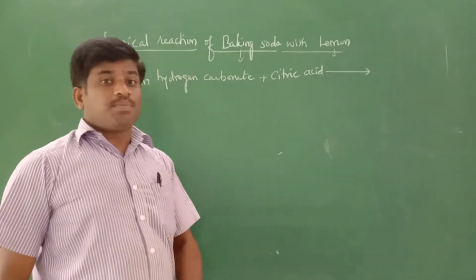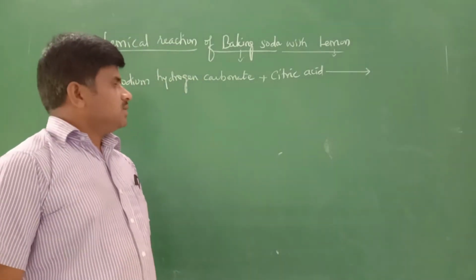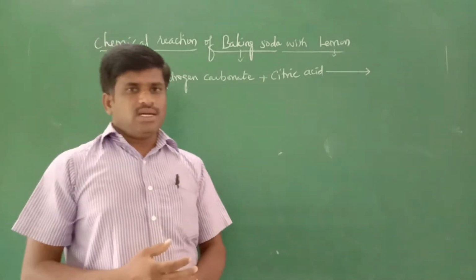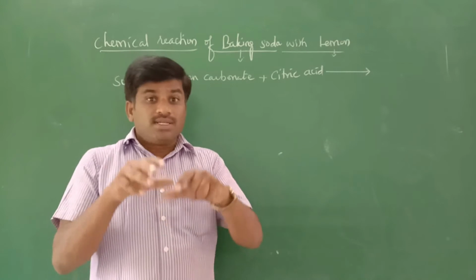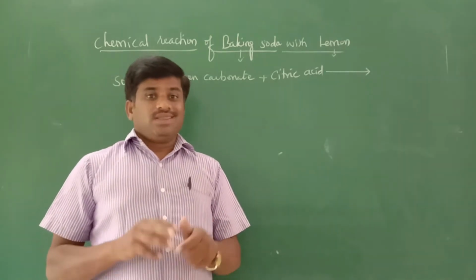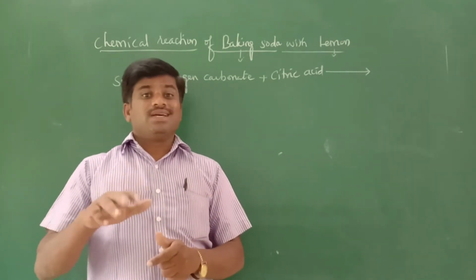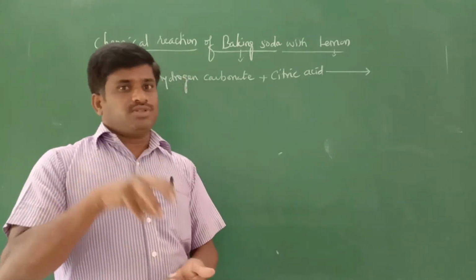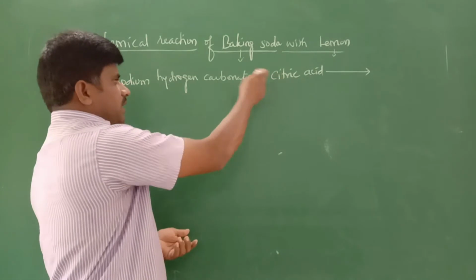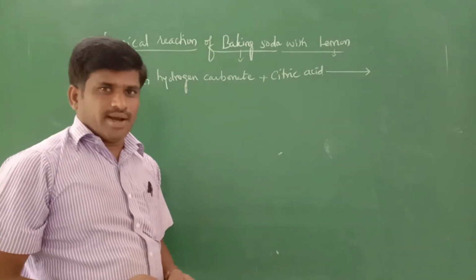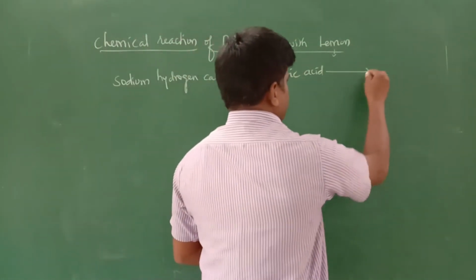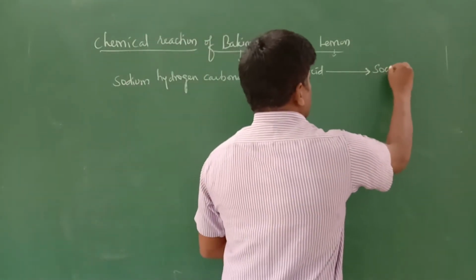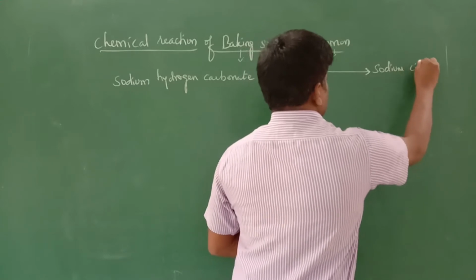You know, there are three products obtained. So when sodium hydrogen carbonate is mixed with the acid, you can observe bubbles coming out with a hissing sound. That is evolution of bubbles. Understood? While citric acid reacts with the sodium hydrogen carbonate, what are the products here? Sodium citrate is one of the products.